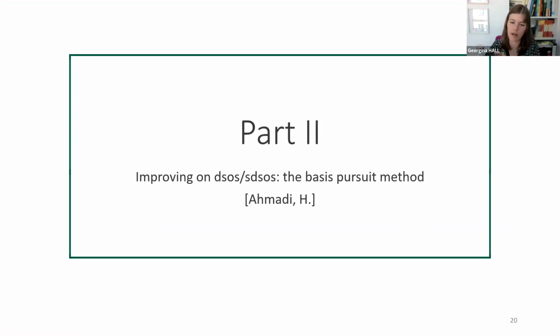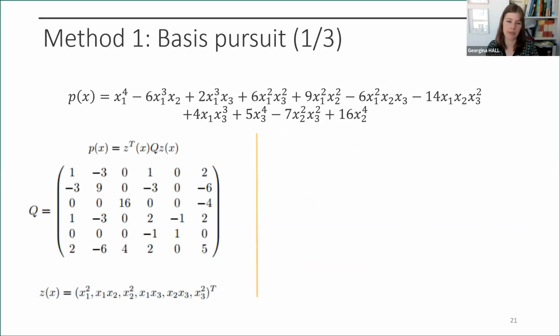So this is work jointly with my former advisor, Mario Mardi. So this is work I completed during my PhD. So let me tell you a little bit about the basis pursuit method. And as you see, it's quite short, so just 3 slides on this. And the key idea is really encapsulated here in this example.